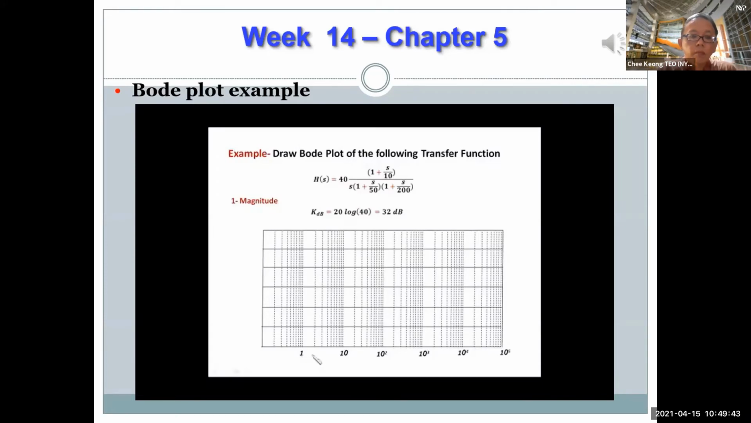So when I look at the range of the frequency, I see that it starts at 1, then 10, then 100, and then 1000, 10,000, and 100,000. Now, when we want to plot the gain in dB, or the magnitude in dB, I need to specify the range for the gain in dB. So I need to be a little bit careful.